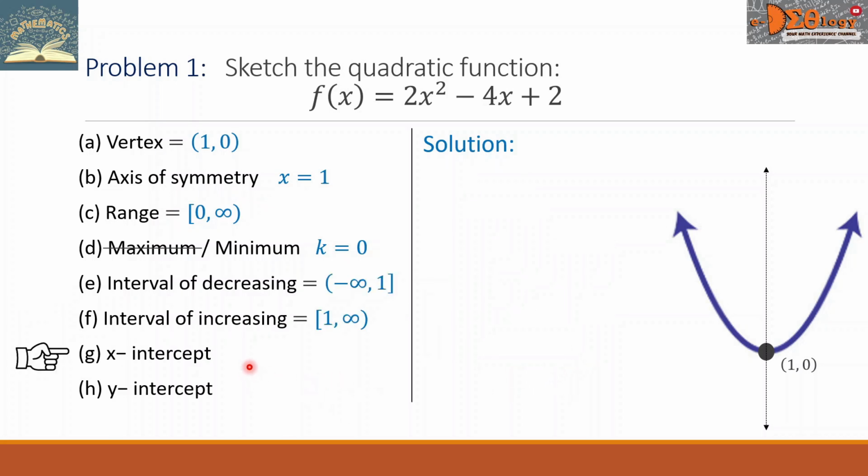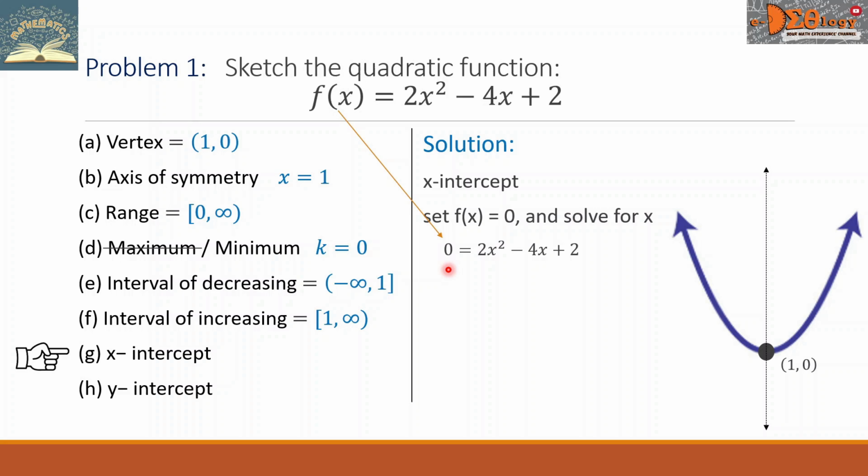Letter G, x-intercept. Just to remind you, x-intercept is the point where the graph touches the x-axis. For this, we're going to set f of x equals 0 and solve for x. Here, our function becomes 0 on the left equals this trinomial on the right. We can rewrite this equation such that 0 is on the right. So it becomes like this. Let us now solve for x. Let us factor out. In the trinomial, the constant 2 is common. We can pull it out.